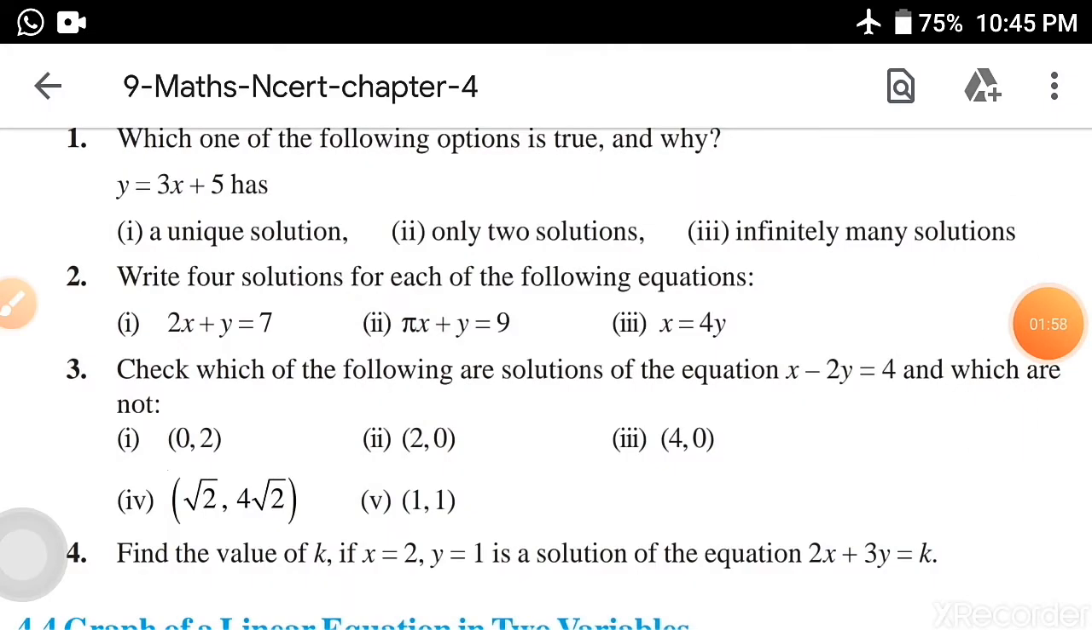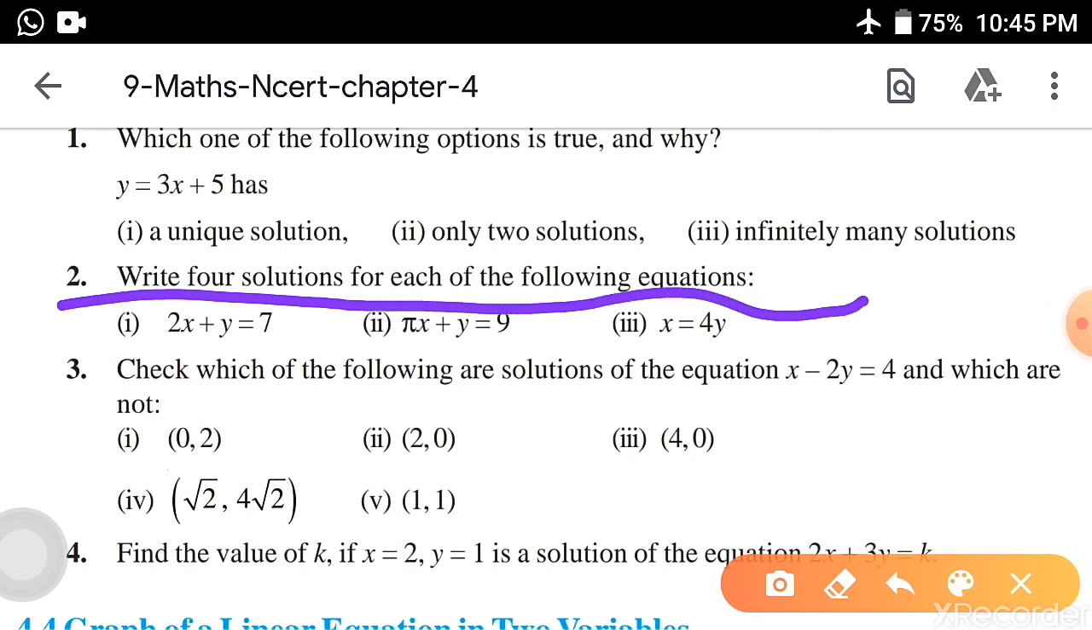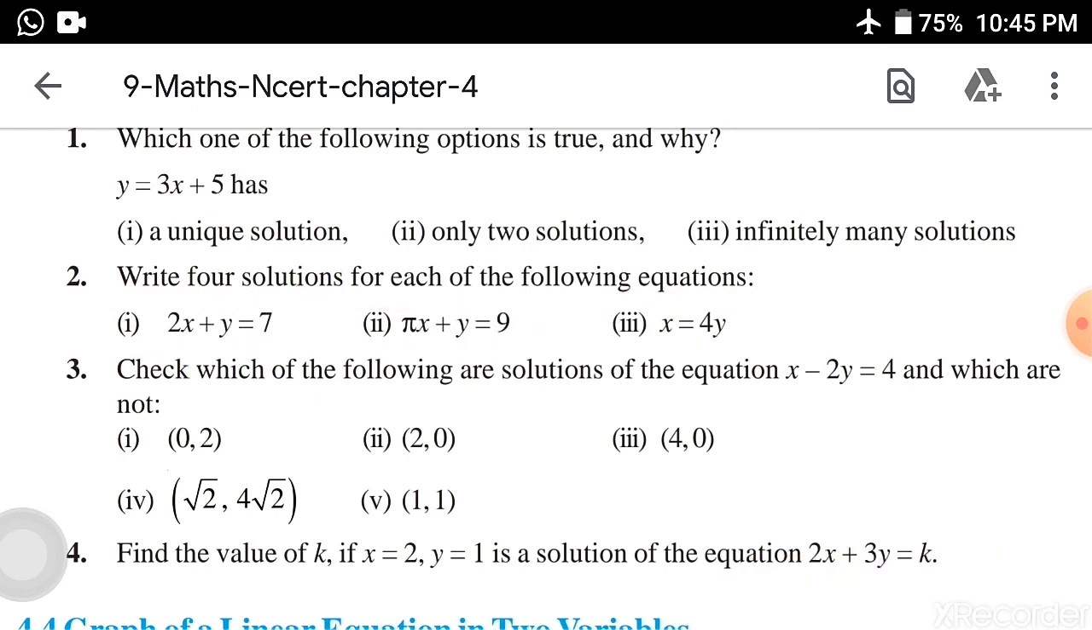Now see the next part of this question. The next question, number 2: write four solutions of each of the following equations. There are many equations and we have to find four solutions of each equation. We are moving to the first part first. See, I am writing the first part.